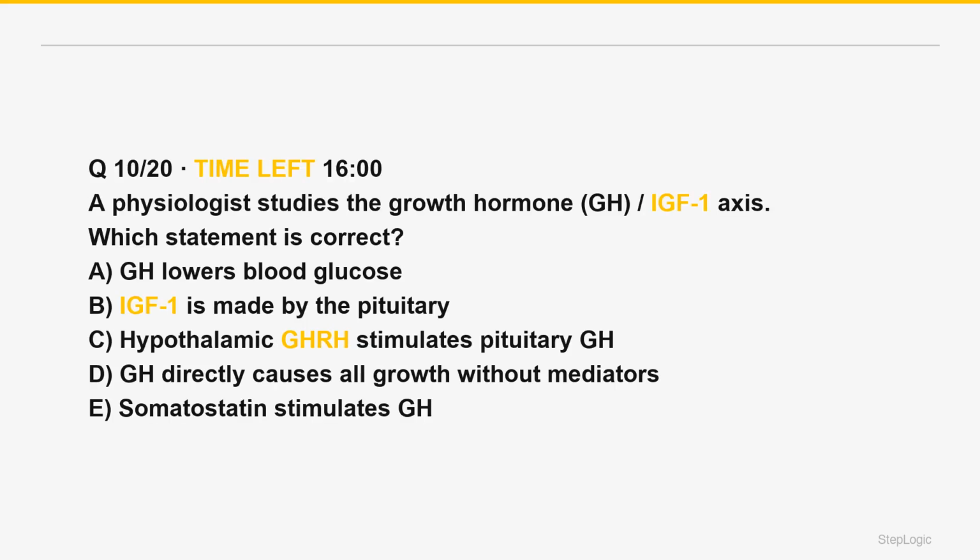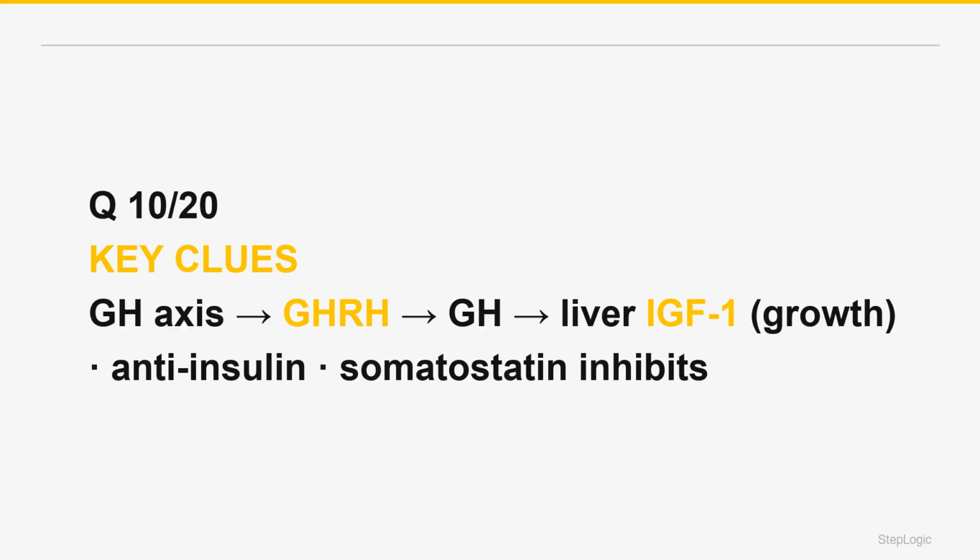Which statement is correct? A physiologist studies the growth hormone GH-IGF-1 axis. Read the command. Which GH and IGF-1 statement is correct? GHRH leads to GH. GH has direct anti-insulin effects, increased glucose and lipolysis, plus indirect effects via liver IGF-1 leading to growth. Somatostatin inhibits. Excess leads to gigantism or acromegaly.